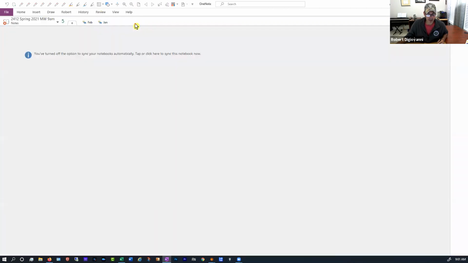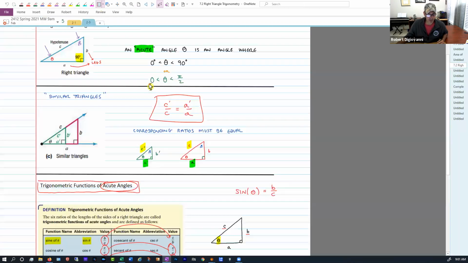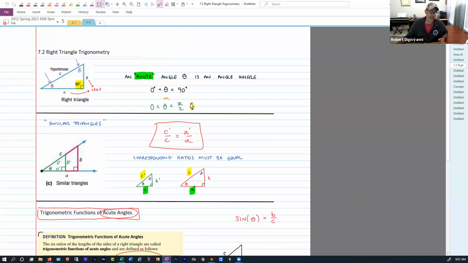All right, so let's get started. Let's continue with what we were doing last time. The main idea from last time was that if you have a right triangle, that guarantees that the two other angles within the triangle will be acute angles. They'll be smaller than 90 degrees.